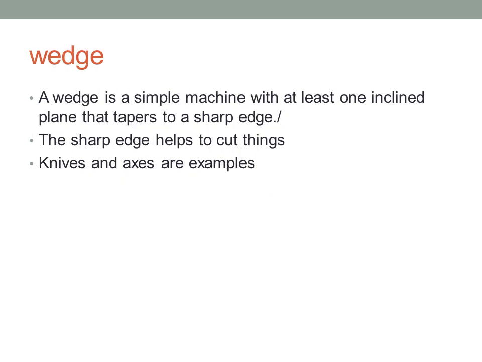Next one, which is also a simple machine, is the wedge. It has one inclined plane that tapers to a sharp edge. If you see a knife, at one end it will be very sharp, and the other end will be blunt. Mainly for cutting things, this wedge is useful. So these are all the types of simple machines.